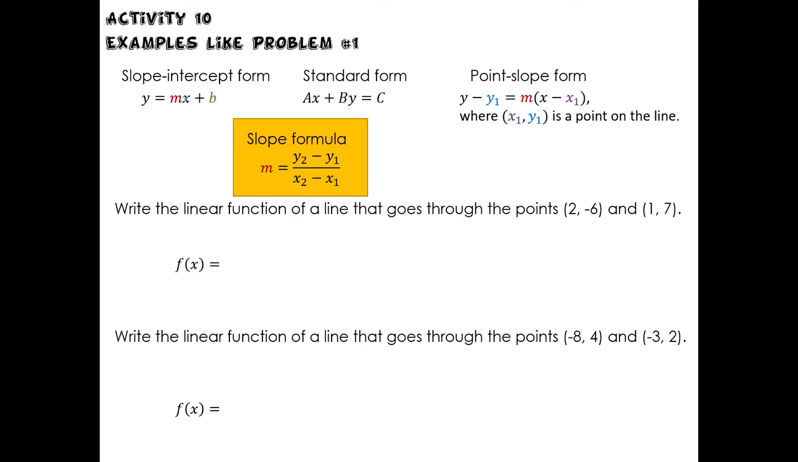Activity 10, examples, like problem number 1. If we look at the directions, it says write the linear function of a line that goes through the points (2, -6) and (1, 7). For this one, we're not given the slope. We don't know the y-intercept. The only thing that we know is that there are 2 points.